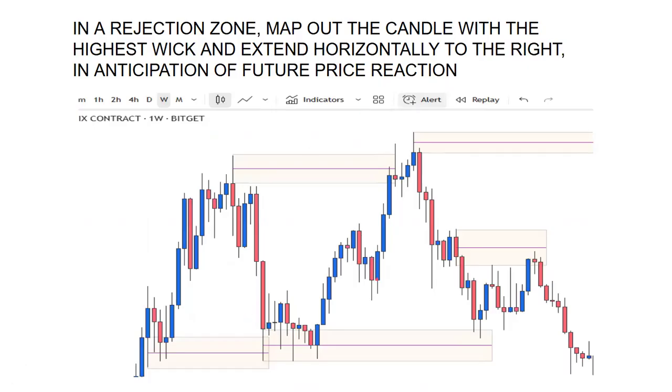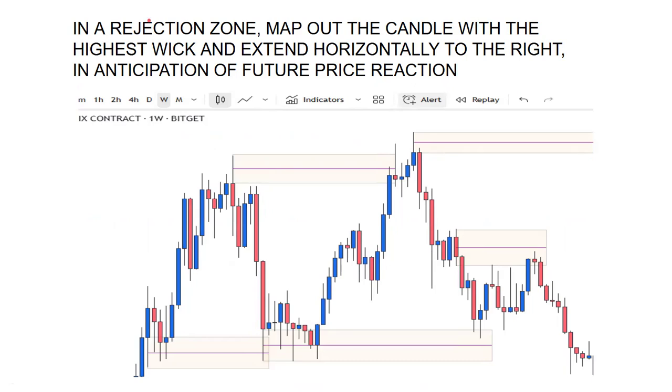Now, looking at this chart right here, what can you see on the chart? What can you guys see on the chart?